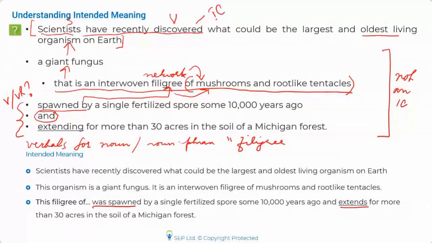Ishan, we discussed this earlier in the session. You have to ask the simple question: what spawned, who spawned? If you get a logical subject for that word, it's a verb, otherwise it's not a verb. Here we don't have anything which spawned by something.